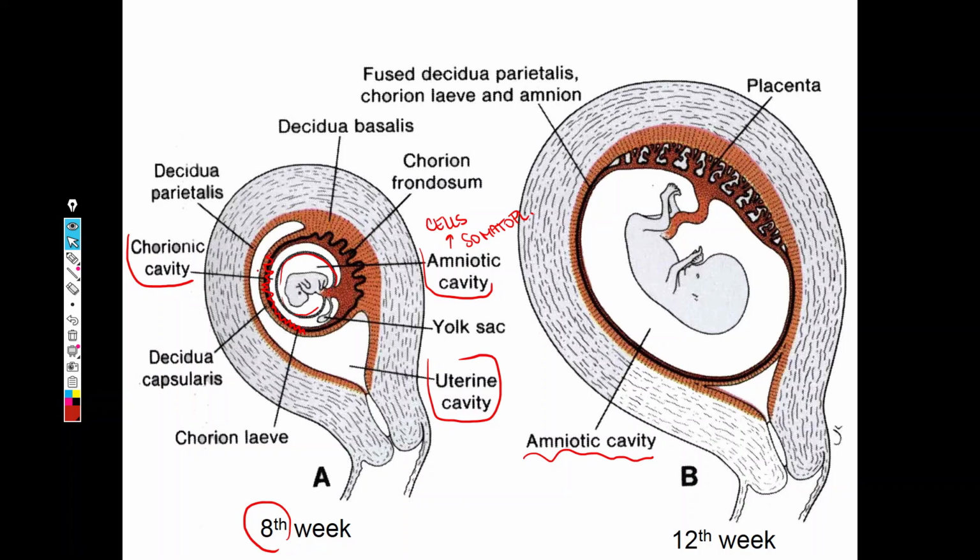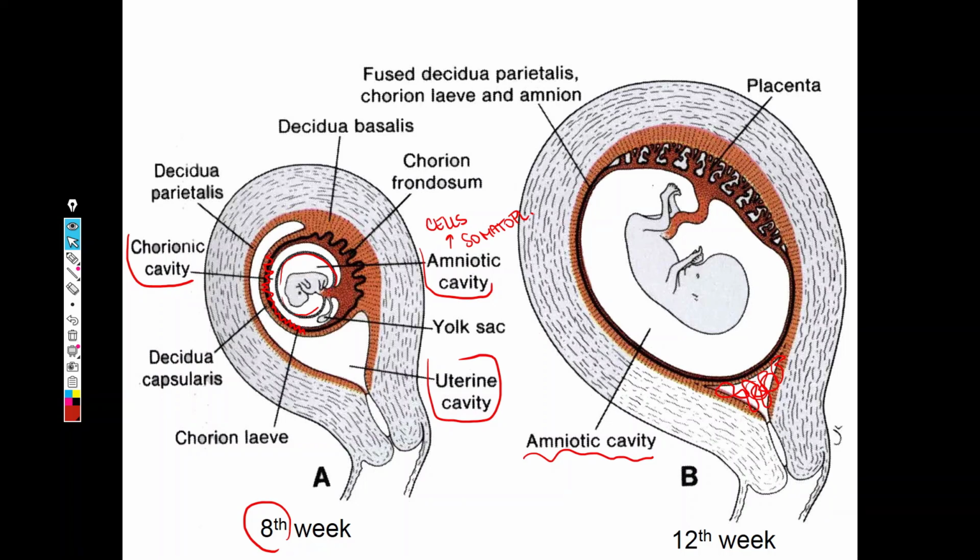So the capsular decidua will fuse with the parietal decidua, and the uterine cavity will also disappear. Try to memorize and imagine these two pictures together. It's sometimes complicated to imagine. There is only a small space left over here, a small space over here, and this is the very small uterine cavity right here, the remnant of the uterine cavity.